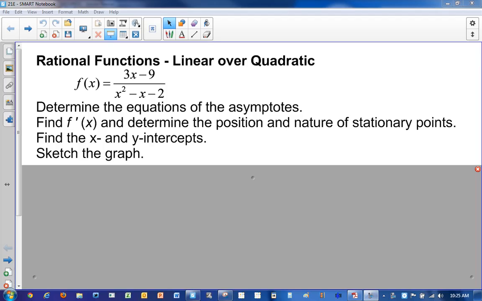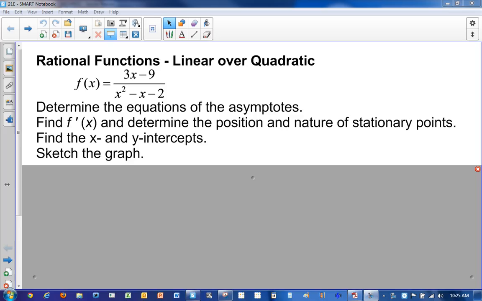All right, for 21E, I've decided to split it into three parts. We are talking about rational functions for all three parts. The first part, we're going to talk about how to graph or sketch a linear over a quadratic. The second part will be quadratic over quadratic, and the last one will be quadratic over linear.